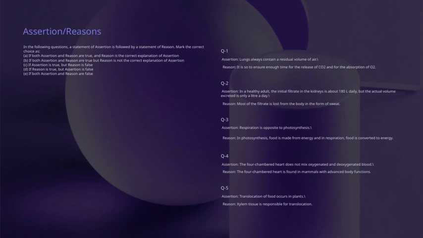First, we see that xylem tissue is responsible for translocation, which means it helps move water and minerals from the roots to the rest of the plant. This is a key point because it highlights the role of xylem in supporting plant functions. The assertion here is that translocation of food occurs in plants, which is true, but it's primarily the phloem that transports food, not xylem. So there's a bit of a mismatch here.